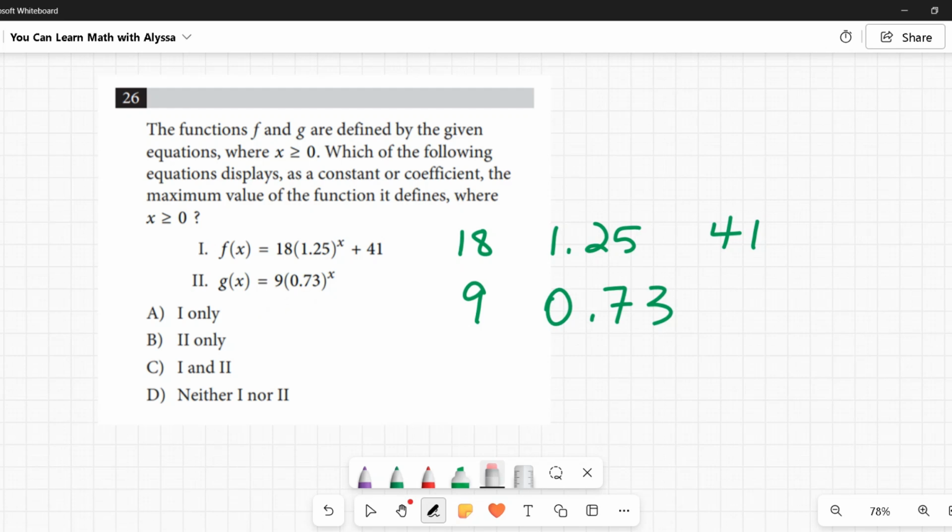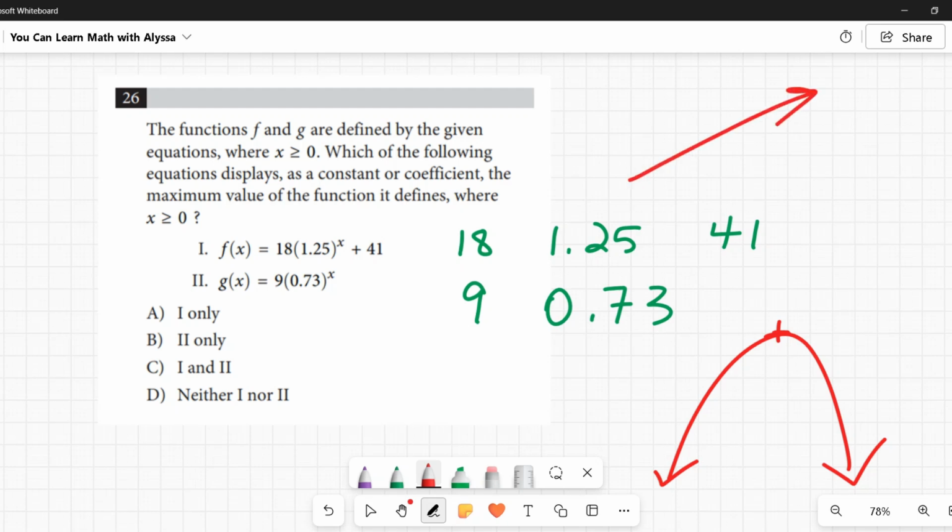Now, it's saying which of these displays the maximum value of the function it defines. When we talk about maximum values, a lot of times we're thinking of things like parabolas. We have a downward facing parabola. We have a maximum value there. That is the vertex. It's the highest that it goes. Some functions do not have maximums. A line does not have a maximum. It goes up and up forever. A cubic does not have a maximum. It goes up and up forever. Exponentials do not have maximums.